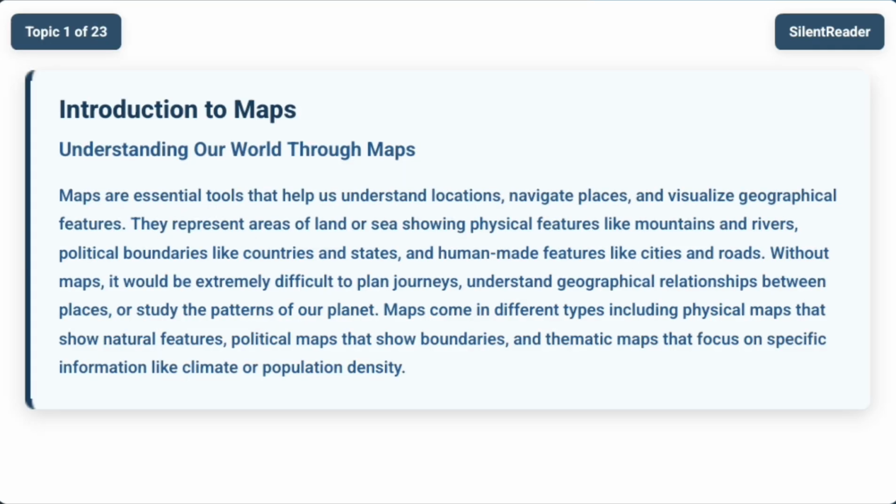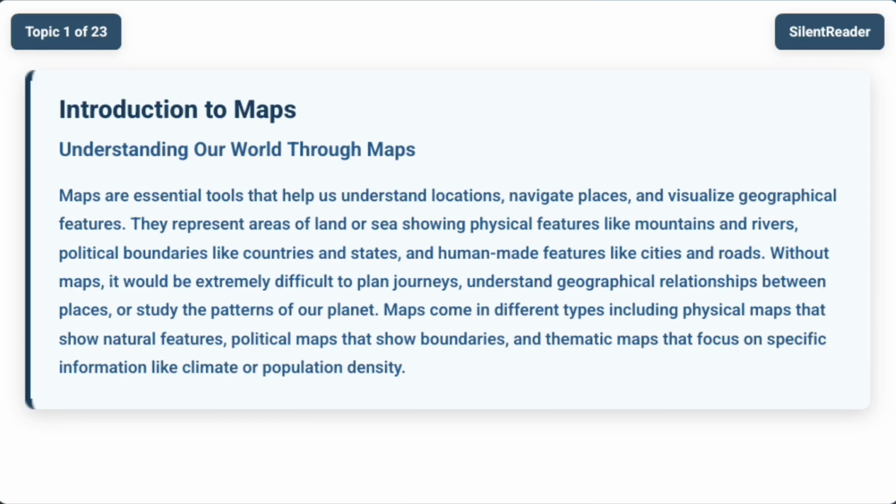Introduction to maps. Maps are essential tools that help us understand locations, navigate places, and visualize geographical features. They represent areas of land or sea showing physical features like mountains and rivers, political boundaries like countries and states, and human-made features like cities and roads.